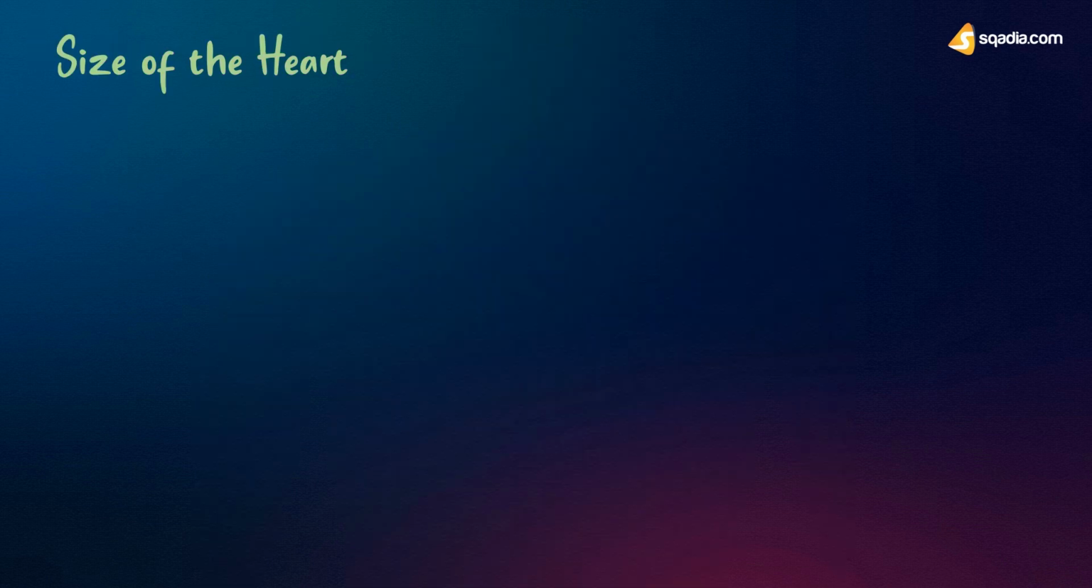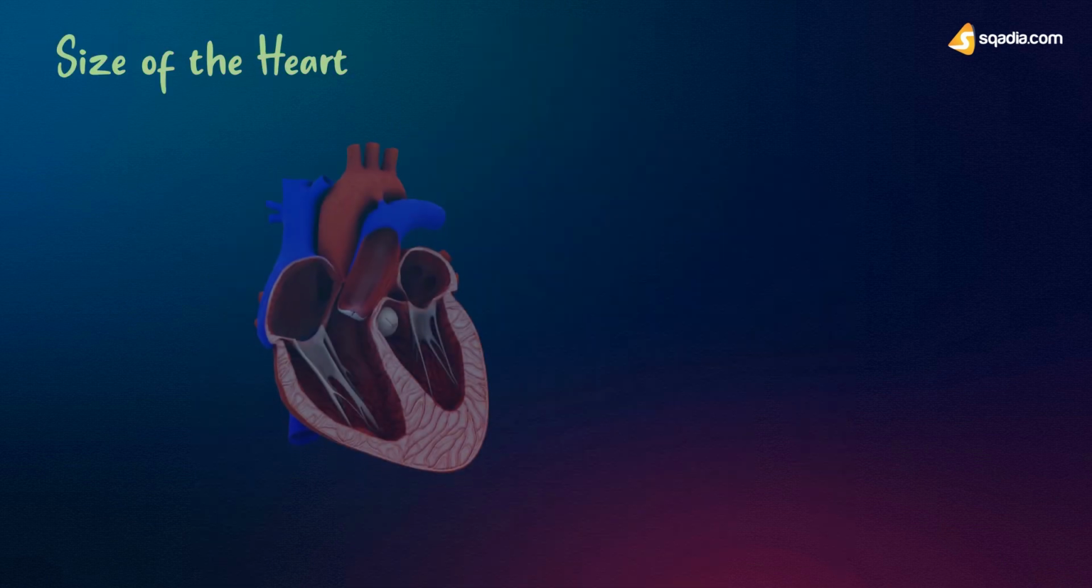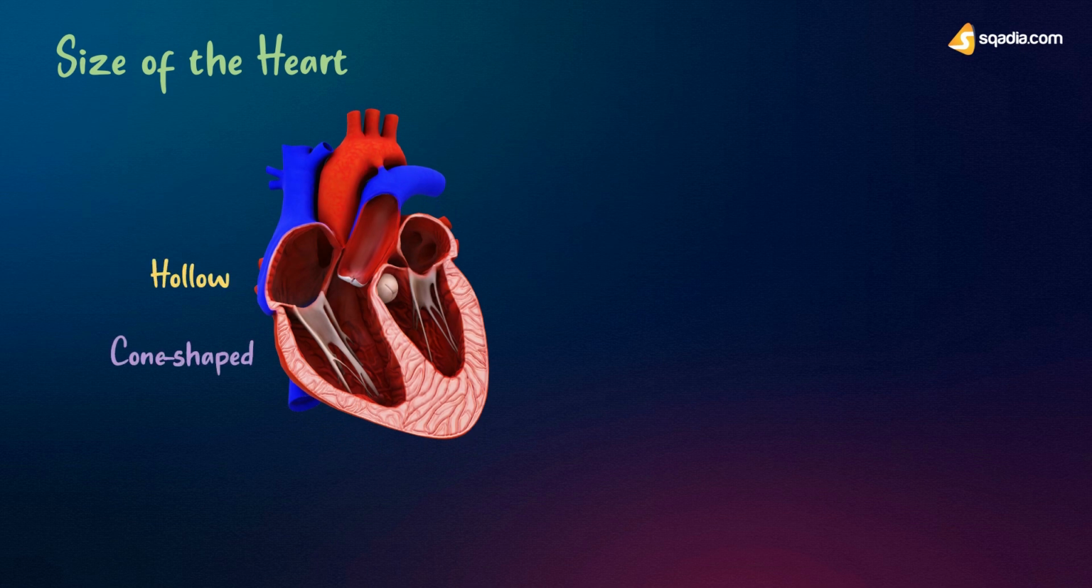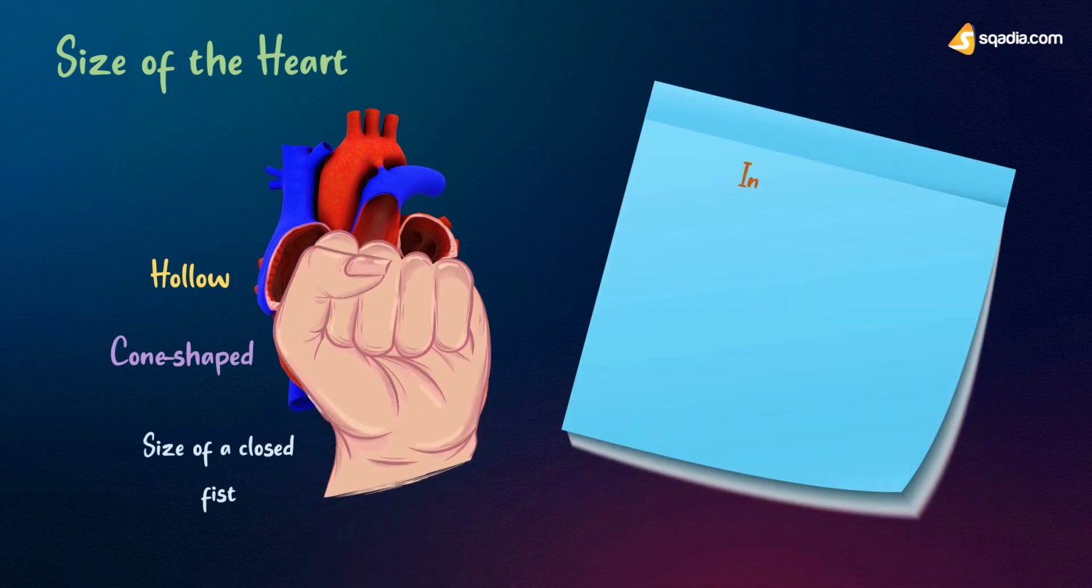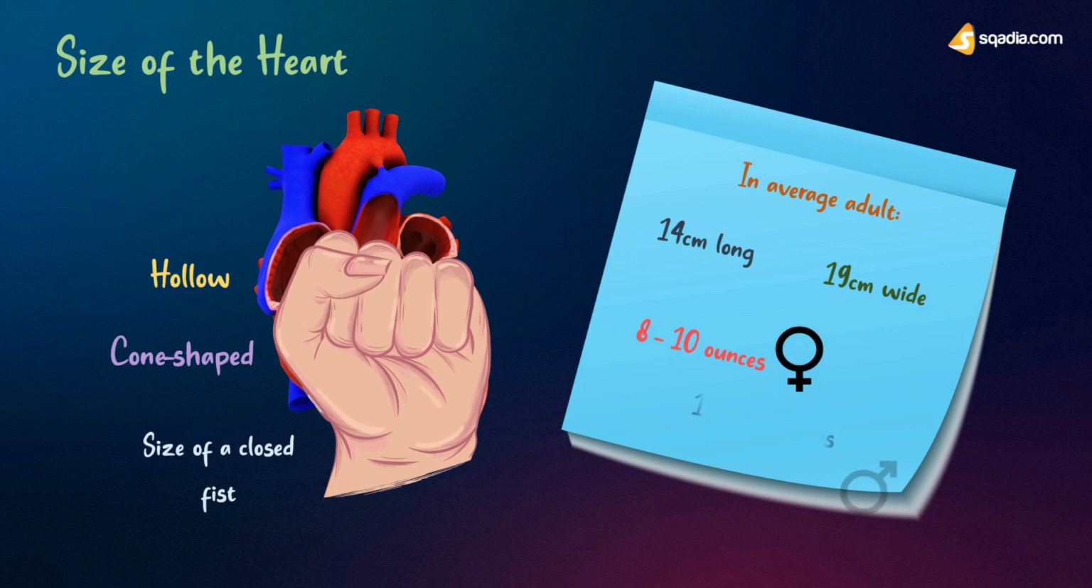Now, what about the average size of the heart? Well, the heart is a hollow and cone-shaped organ, varying in size. But roughly, it is the size of a man's clenched fist. The average adult heart is about 14 centimeters, or 5 inches, long by 9 centimeters, or 3.5 inches, wide, and it weighs between 8 to 10 ounces in women and between 10 to 12 in men.